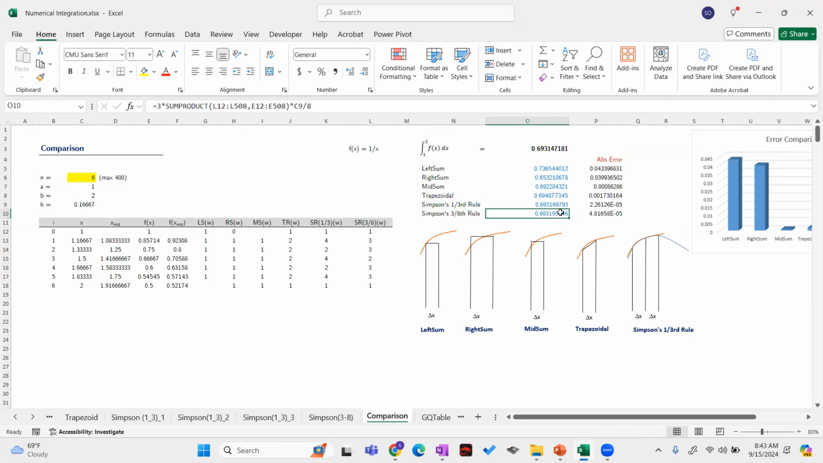And then 3/8 rule. I'm not going to go into which of these is better. It's debatable, but I would use this always, Simpson's one-third rule.